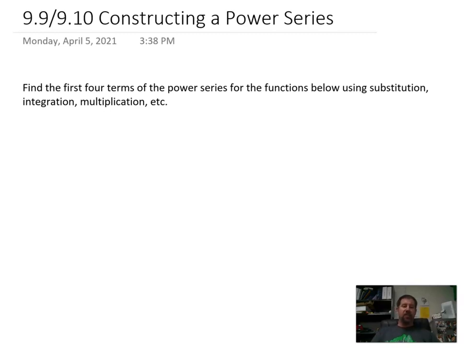Today we're going to talk about constructing a power series off of some of the Maclaurin series and Taylor polynomials that we already know. We're going to find the first four terms of a power series for the functions that I'm going to give you, and hint, you might want to use substitution, maybe some integration, some multiplication. I've alluded to a lot of these tricks before in previous videos, but now we're going to put them to use. Alright, so here we go.